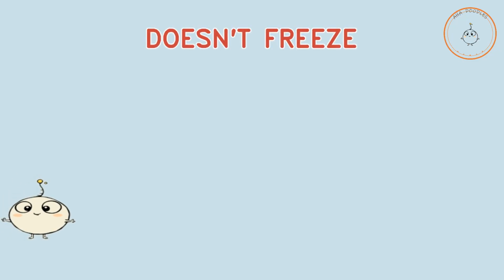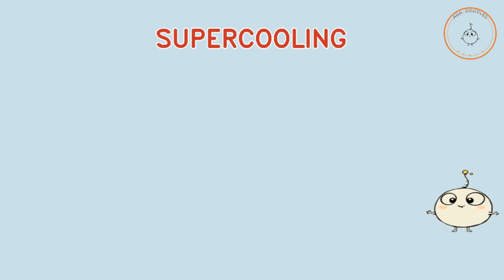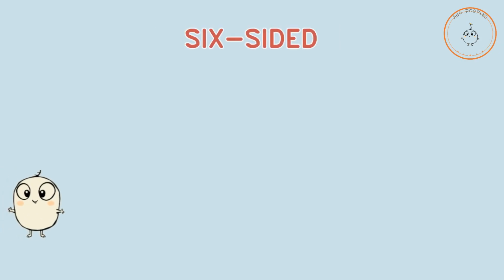Water vapor in the atmosphere starts to gather around the nucleus. But here's the twist, it doesn't freeze yet. Turns out, water can stay liquid below freezing point. It's called supercooling, liquid water hovering at icy temperatures. But as soon as the temperature drops even further, something amazing happens. The water freezes, and the first crystal forms, this hexagonal structure.